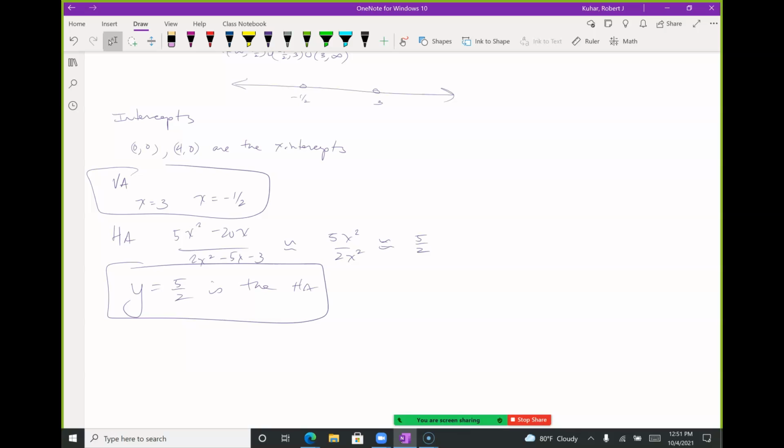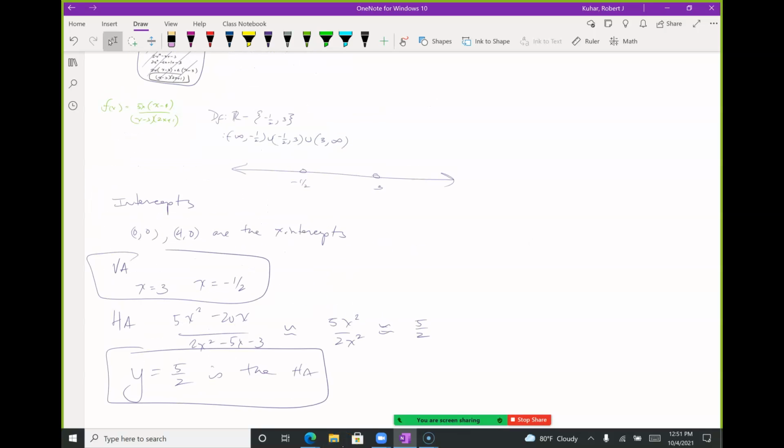I'm not going to look at short run behavior yet until I get my graph going. So let me look at the graph, okay? So I want to go to Desmos. Are we okay to go to Desmos? And you may need a minute.